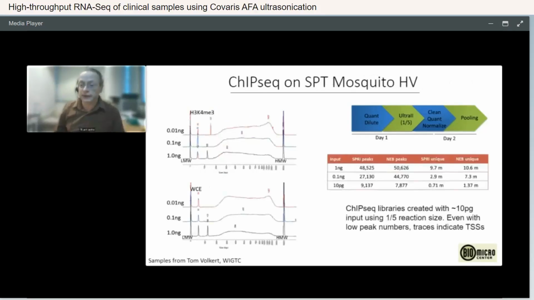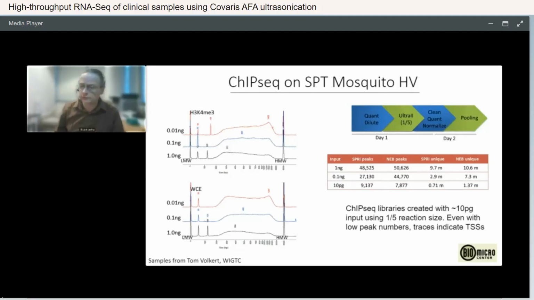Now, the classic place we were focused on this was something like a chromatin IP, where you have very limited amounts of input. And so this is an example from that, where we're doing H3K4 trimethyl or a control whole cell extract with input amounts of 1 nanogram, 100 picograms, or 10 picograms. And you can see we're getting robust traces. We're getting similar numbers of peaks. And importantly, we're not only maintaining our library complexities, we're even getting higher library complexities.